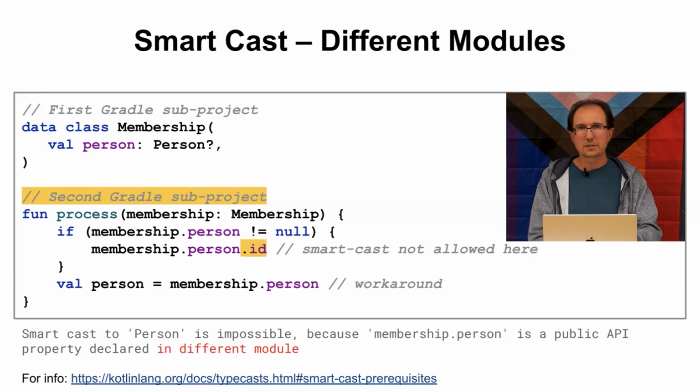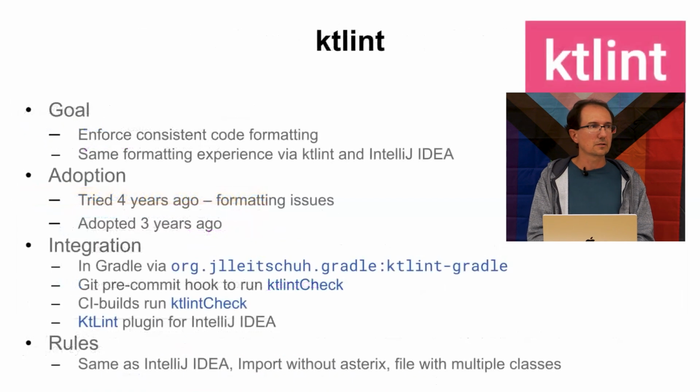So again, these are just two examples. There are way more examples of things where smart casting is not working. If you want to know more, look at the link. There are many of them listed. Next one that I want to talk about is KT-lint.